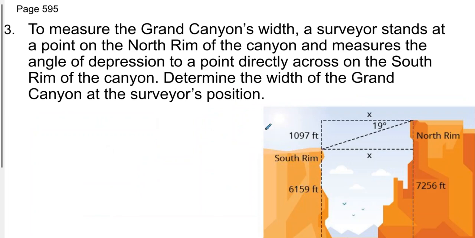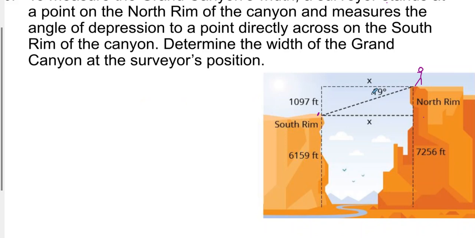The next one is this. To measure the Grand Canyon's width, the surveyor stands at a point on the north rim, so that's where he is standing, and measures the angle of depression to a point across at the south rim, so he's measuring here. And luckily the picture's drawn for us. I want to know the width across. So you pause the video and you try this problem.